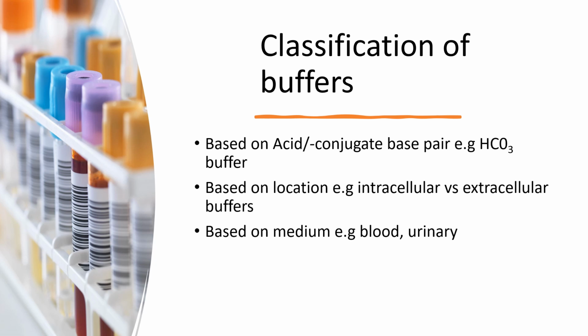Buffers can also be classified based on the medium in which they operate. For example, you could have a blood buffer or a urinary buffer, depending on where the buffers are functioning. Bicarbonate buffer is usually found in the blood and is a very important blood buffer, while the ammonia-ammonium buffer system is most importantly found in the urine, so it may be classified as a urinary buffer.